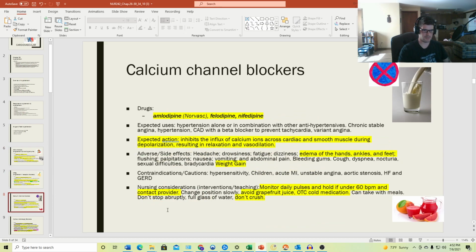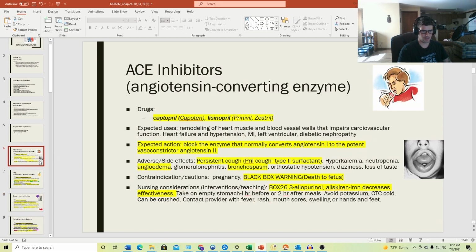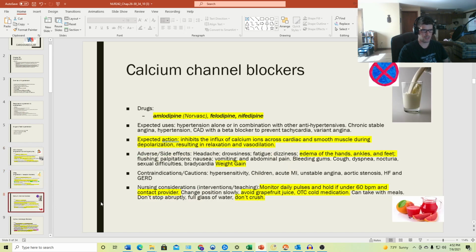So I think across the board for the first three, with ACEs, ARBs, and calcium channel blockers, I'm seeing the pattern in the over-the-counter cold medication, and then for calcium channel blockers, again, we have grapefruit juice. I think ARBs is probably over-the-counter cold medication. It just says over-the-counter. That's pretty vague, so I'm going to ask for clarification. So when we do part 2 of this video, we'll know.